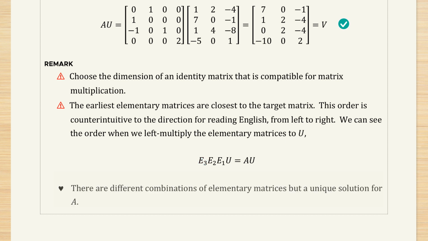The matrix that's farthest away from U is the step that we did last. Also, there are different combinations of row operations that can make U into V. What we did here is just one of these ways. Even though there could be different elementary matrices and different combinations of them, we would arrive at the same matrix A.